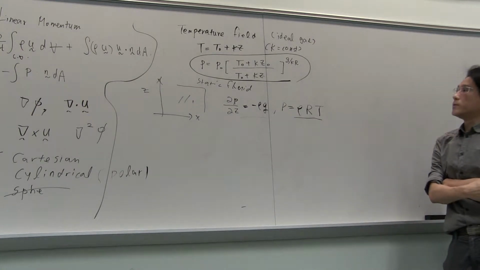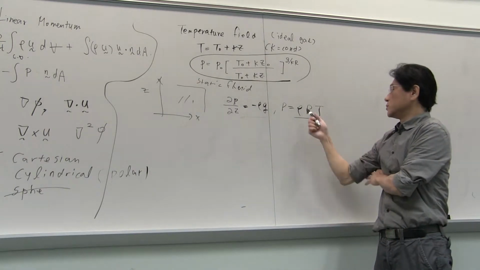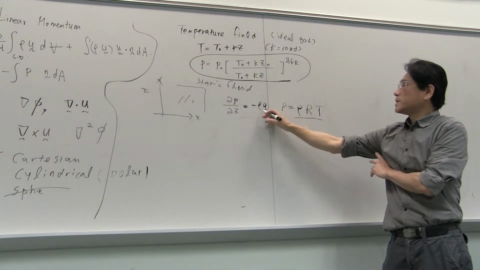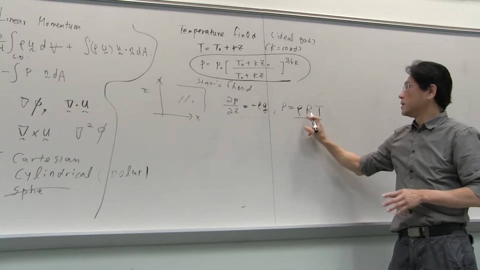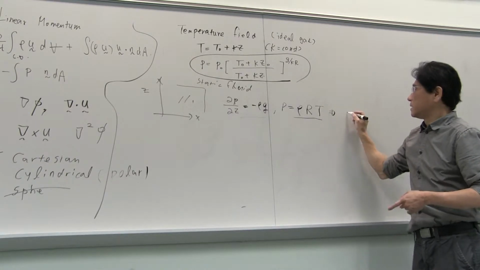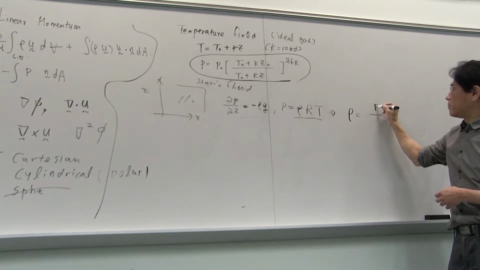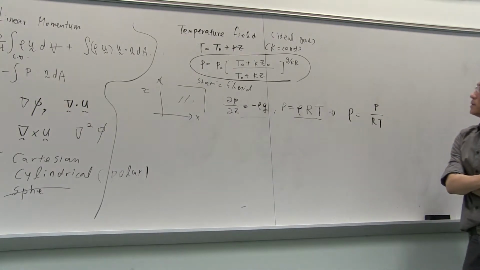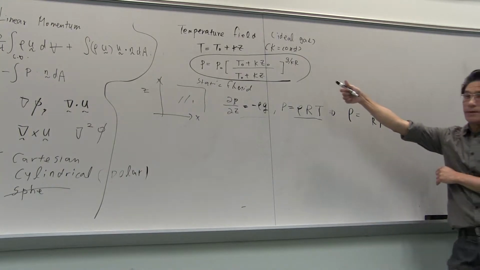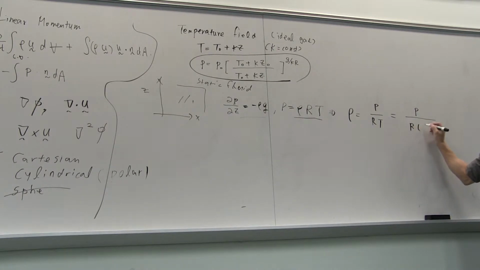So what you're going to do is integrate this, using the ideal gas law. In this case, your density rho is not constant, it varies with temperature. That's why I'm going to write density as a function of pressure, which is P over R times T. However, T is a function of z, so I can write that as P over R times (T naught plus k z). So we got it.